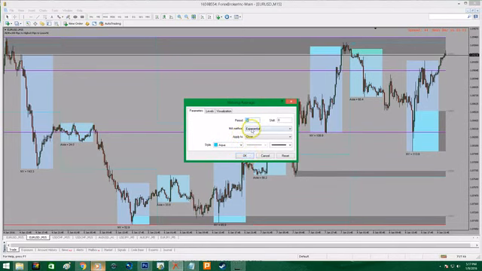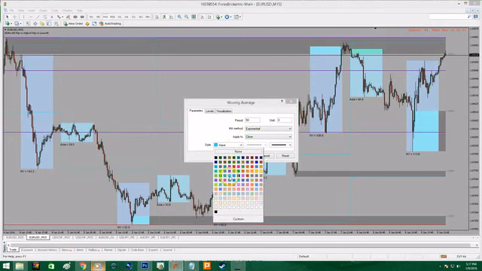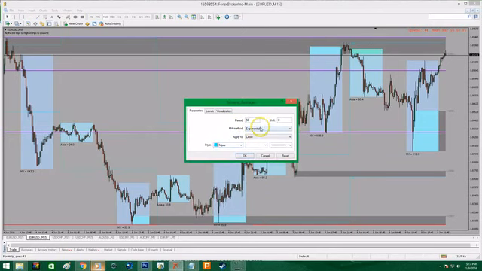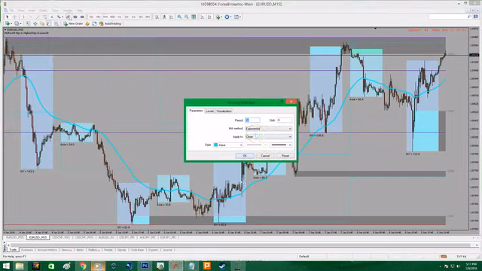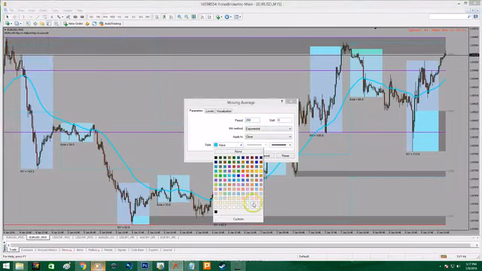Okay, so 50 EMA aqua. I'm going to change it to aqua, right? You can change it to whatever color you want, but for the purposes of this video, I'm going to change it to aqua. Make sure it's exponential. My next moving average will be the 200 EMA. 200. It's going to be white.